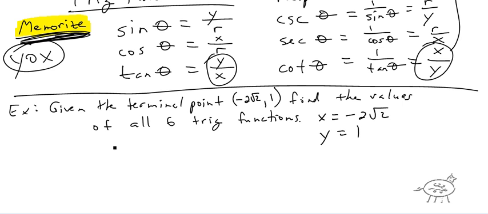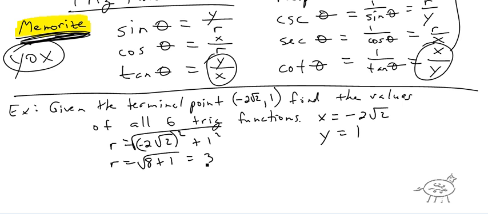So we have r equals the square root of -2√2 squared plus 1 squared. So r is 2√2 squared, which is 8, plus 1, square root of that. So it's the square root of 9, which is 3. R is 3. So now it's literally just plugging everything in.